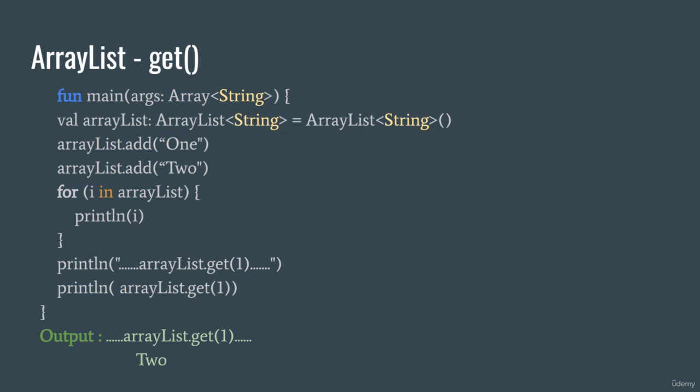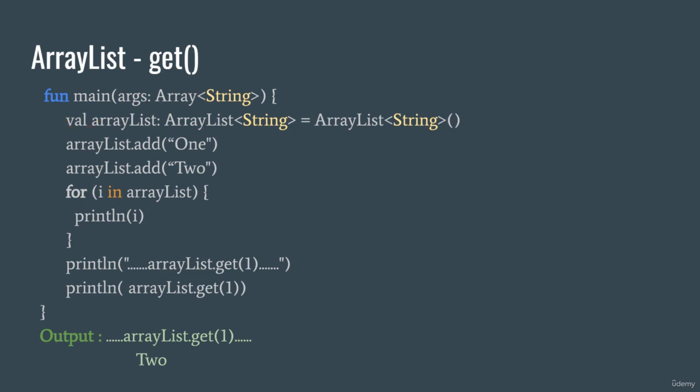Now let's look at the get function. You can see again we have a main function here using an array list of strings, and then we add 1 and 2, and then we loop through it with this for loop. But we also use the get function here in order to see what we will get.